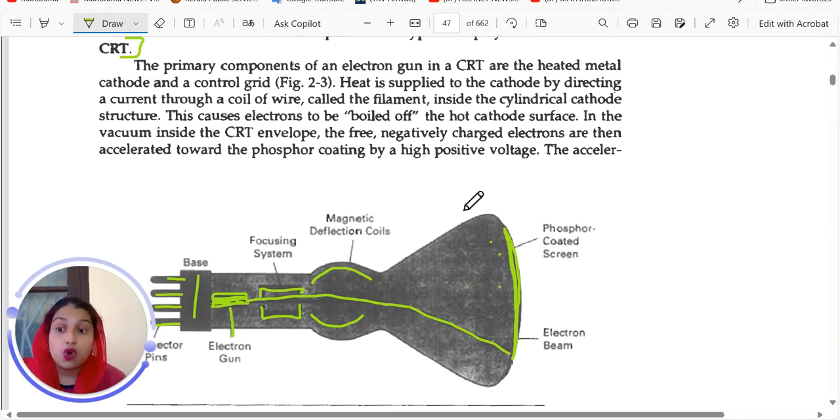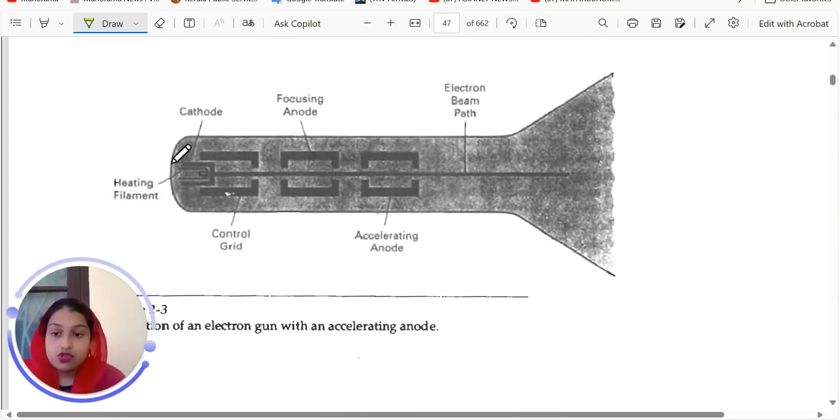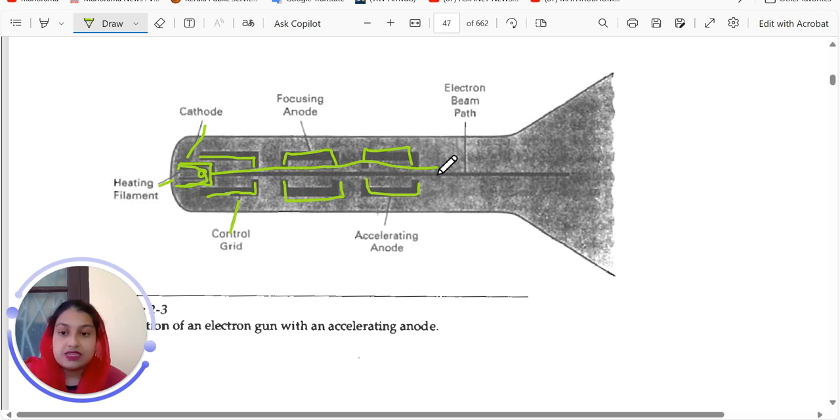Then coming to the electron gun in a CRT. This is the diagram for the electron gun. In the electron gun, we have a heating filament over here, which is surrounded by the cathode, and that is surrounded by the control grid. This is the control grid. This is the heating filament. This is the cathode. We have the control grid, and then we have the focusing anode. This is the focusing anode, and then we have the accelerating anode. Through it you can see a small space through which the electron beam passes.